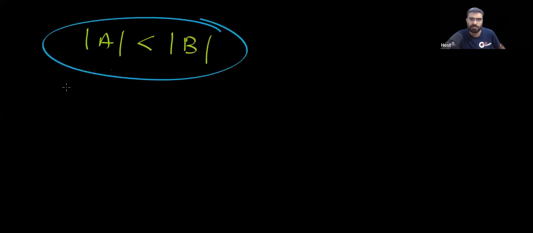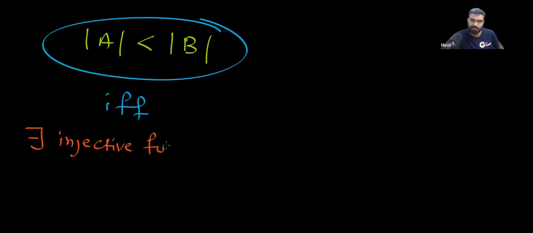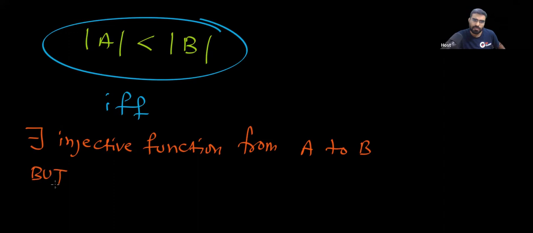We already know, when can I say the cardinality of set A is less than the cardinality of set B? This holds if and only if there exists an injective function from A to B, but there is no bijection.